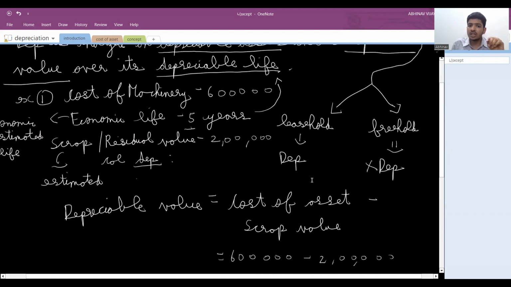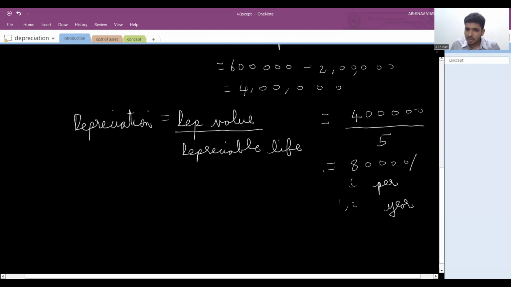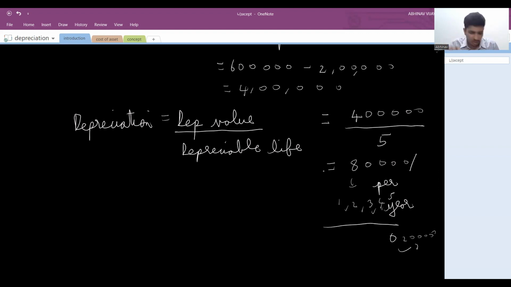So 80,000 in the first year will charge depreciation, second year will charge depreciation, third year will charge depreciation, fourth year, and fifth year. After the end of 5 years, this 4 lakh value will become 0. The remaining will be 2 lakh. That will get from the scrap dealer. That is the concept of depreciation. For now, you keep this in mind. While doing the question, everything has to be clear.